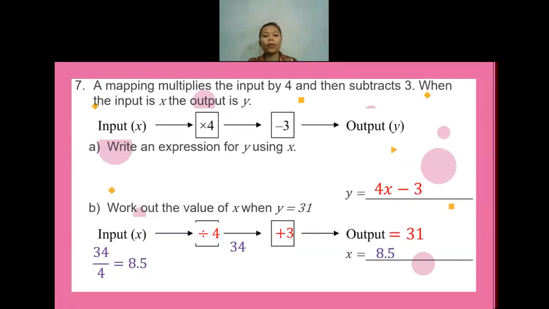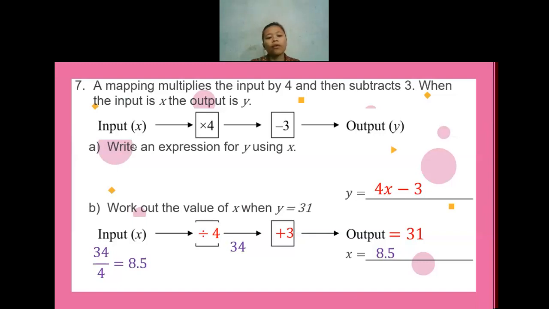For question 7, a mapping multiplies the input by 4, then subtracts 3. So the input is x, the output is y. It's already given in the question. So here we write x multiplied by 4 and then subtract 3. Now we need to write the expression. x times 4 will be equal to 4x. And then for the subtract 3, it will be 4x minus 3.